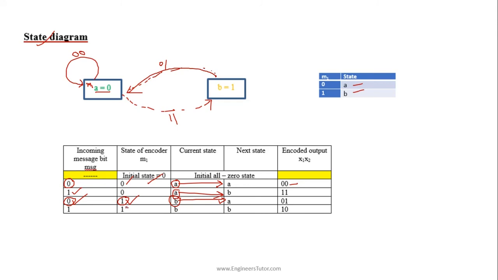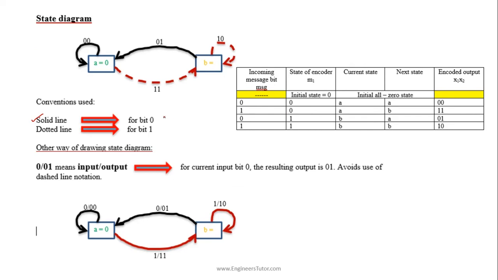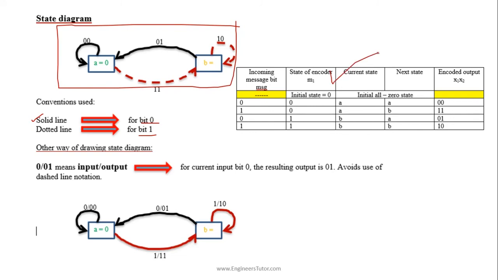And if the encoder is at state B, and the incoming bit is 1, we use a dotted line. State changes from B to B. That means self loop. The same thing you can see here. Solid line we use for bit 0, dotted line we use for bit 1. This diagram we draw from this state table. In each branch we represent the output of the encoder.